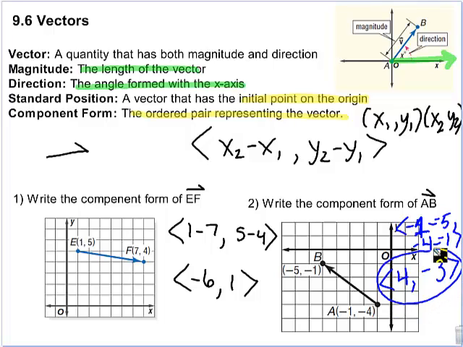I also want to point out one other thing about this on the graphs. If we look at where we ended and go back to where we started, if we look at F and count backwards to E, we had to go left 6 and up 1. Same thing here for A to B: if we start at A, we had to go to the right 4, and then down 3. So that is another way that you can take a look at it, but it really is just subtracting them. Is that okay?